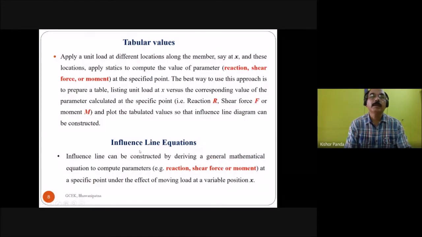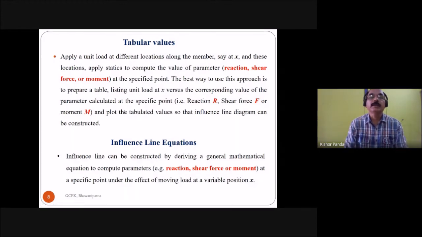Coming to the tabular value and influence line equation. In tabular value, you have to apply a unit load at different locations along the member, say at X, and at these locations apply statics to compute the value of the parameter, reaction, shear force or moment, at a specified point. The best way to use this approach is to prepare a table listing unit load at X versus the corresponding value of the parameter calculated at the specified point, and plot the tabulated values so that the influence line diagram can be constructed.